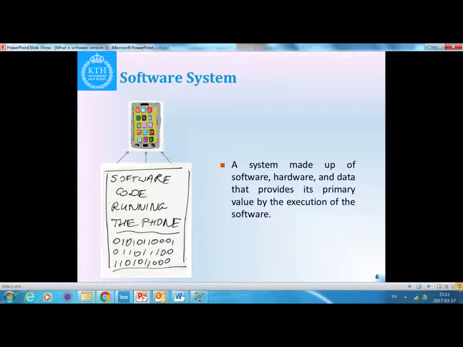Primary value. Right, a software system is made up of software, hardware and data that provides its primary value by the execution of the software. And we of course have, usually, software systems integrated with hardware, and the degree of integration with the hardware depends on what system we are dealing with. There is a difference between a Microsoft Office package and an aircraft, which is run of course by a software system.